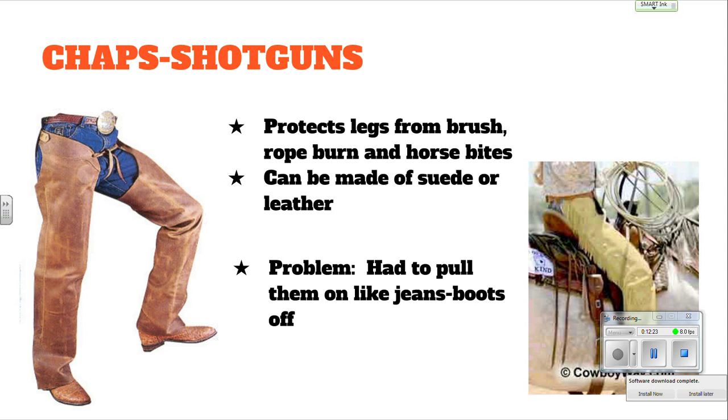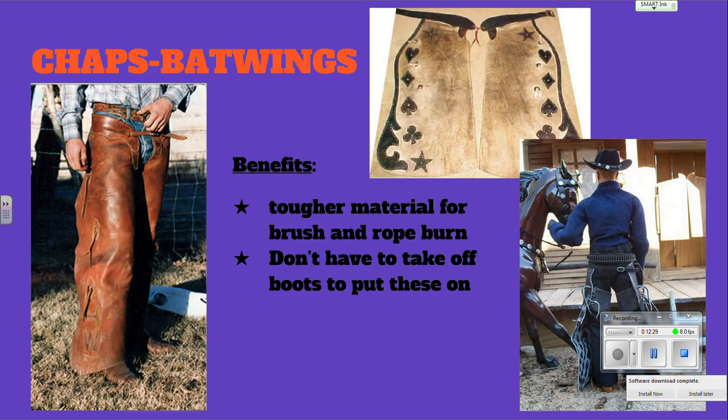They went to batwings. And you can see why they call them batwings, because they kind of wing out, don't they? They got wingy sides. Now the benefits, typically these are an even tougher material. I wouldn't even say suede. I would say leather for sure. Calf skin, stuff like that. But you want them a little bit thicker. And again, it's to protect you from the brush and the rope burn and stuff like that. And the nice thing about these is you don't have to take off your boots.